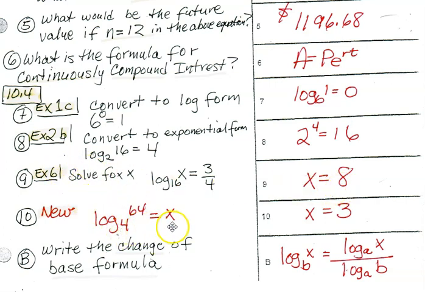Now here we want to know what exponent will we raise the base 4 to get 64? Well, 4 to the 3rd power is 64. So x is 3. And then the last one, the change of base formula. Again, we're not asking you to memorize it at this time, and it's listed right there.